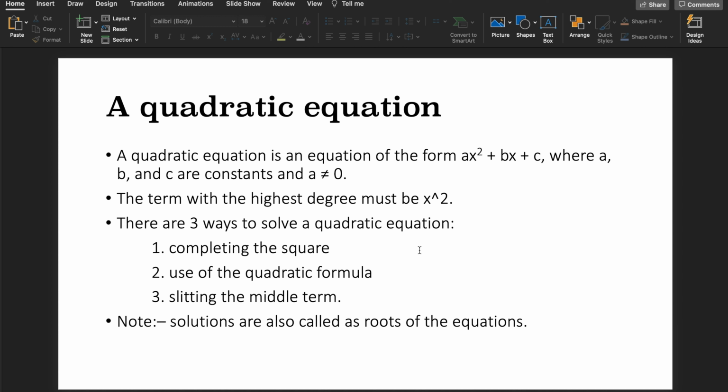There are three ways of solving a quadratic equation. The first one is called completing the square. The second is use of the quadratic formula. The third one is splitting the middle term. Also, keep in mind that instead of solutions, I'll be saying roots of the equation. You could say solutions, roots, or the answers to the equation, but roots is used very commonly.